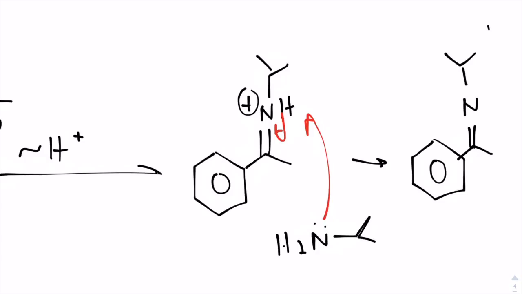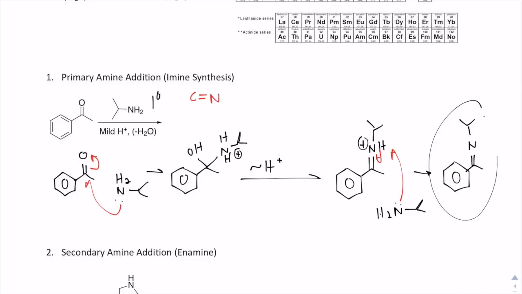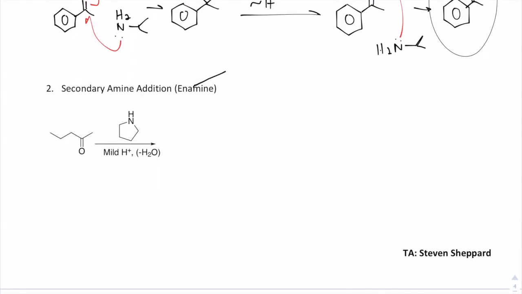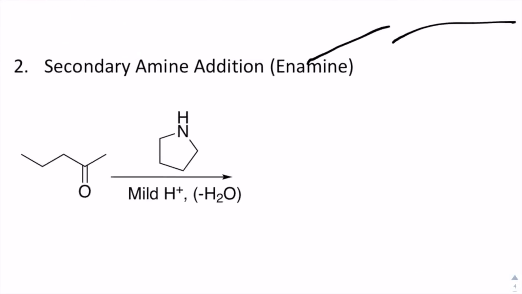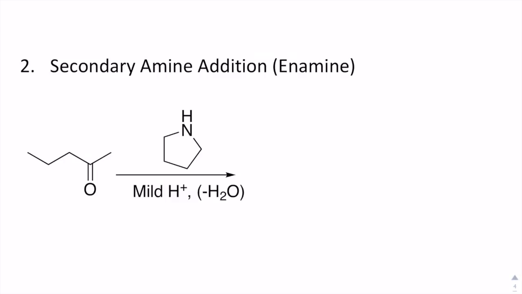Okay, so that is the amine reaction. I think that makes pretty decent sense. It's the same generic scheme for all of these reactions, especially with alcohols. So the secondary amine addition is going to form something called an enamine, and that is going to be like this.